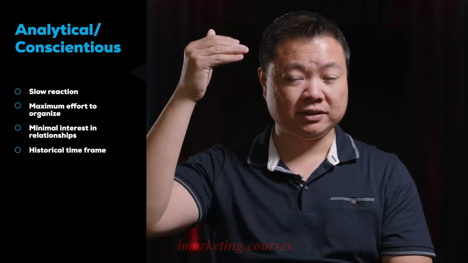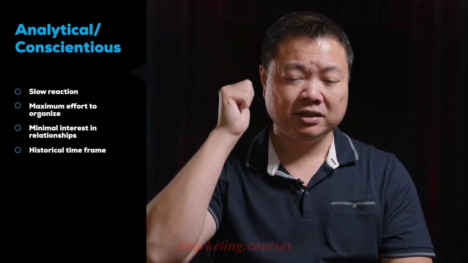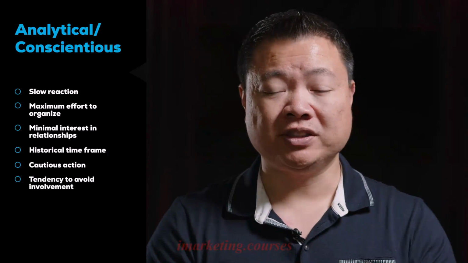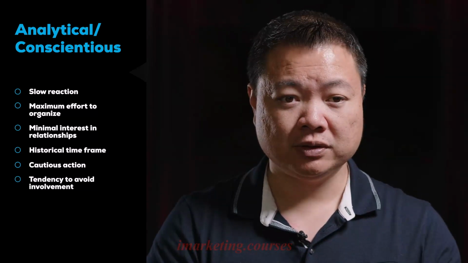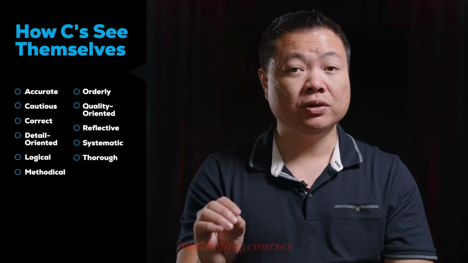So whereas the D's and S's are today and I's in the future, C's are always looking in the past. They're gonna be very cautious in their action and a tendency to avoid involvement. There's no need to get other people involved. How do C's see themselves? Accurate, cautious, correct, detail-oriented, logical, methodical, orderly, quality-oriented, reflective, systematic, thorough, and unassuming, which is not terrible, right? These are the kind of people that you want in your organization.